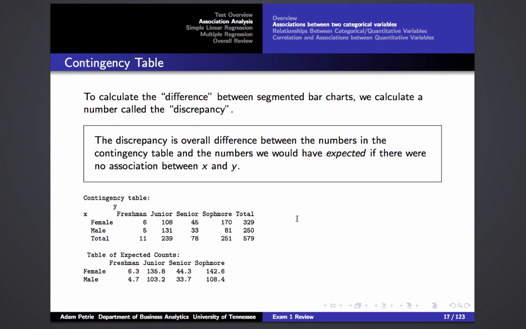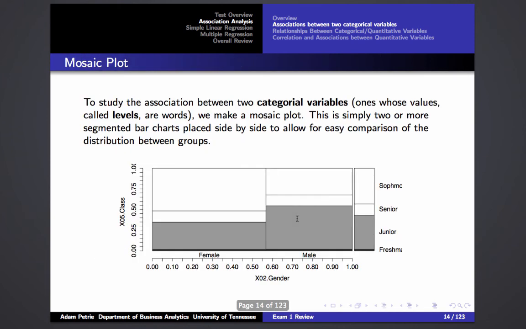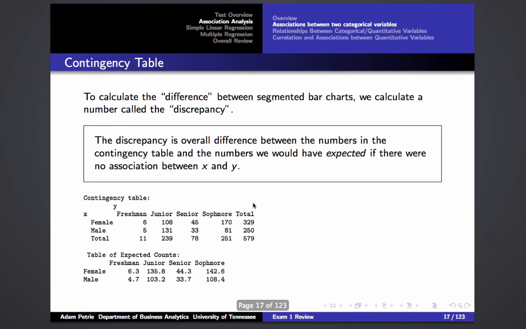All right, so how do we actually perform the statistical test? We suspect an association when we see discrepancies between the segmented bar charts for each level of x. So what do we actually measure from the data to quantify whether or not that discrepancy is statistically significant? Well, in fact, we don't look at the segmented bar charts. We look at something a little bit more numerical. We look at the contingency table.